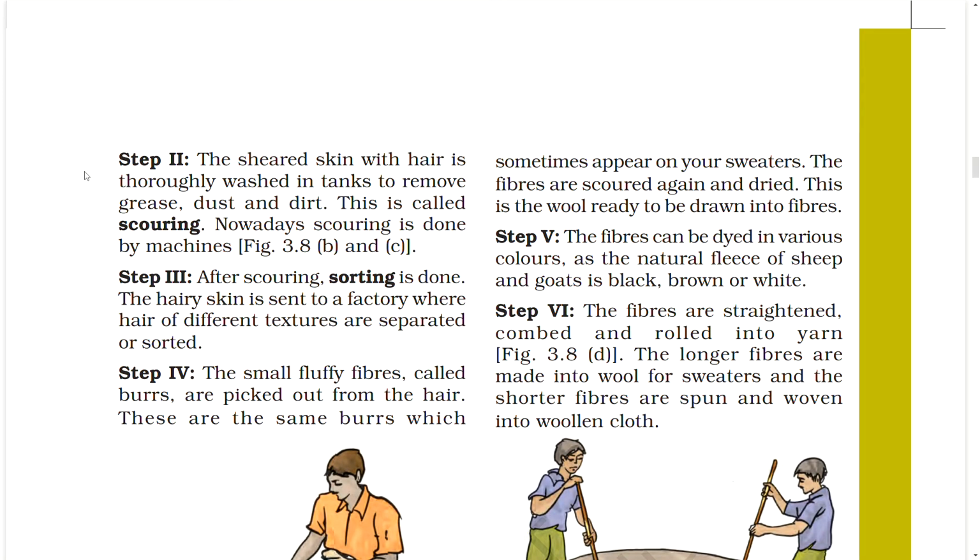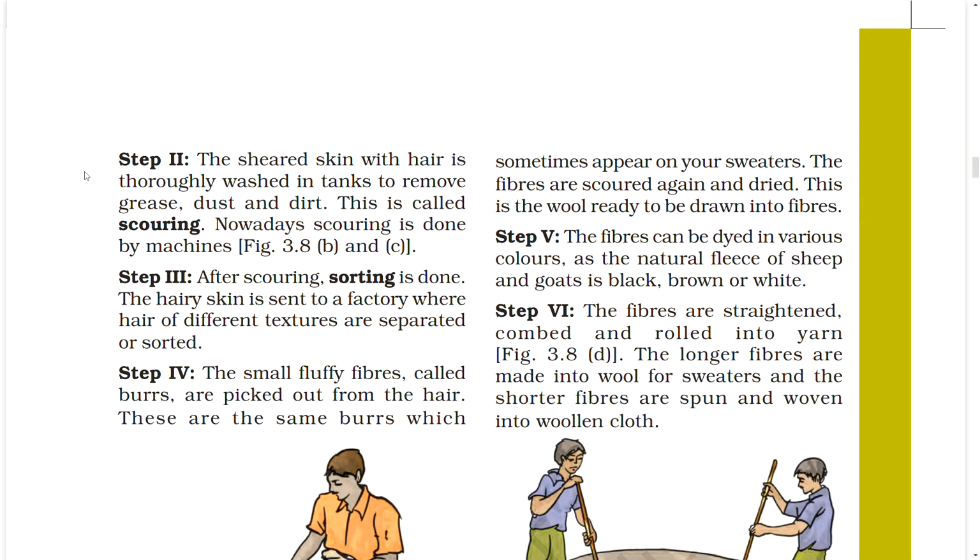Step 2. The sheared skin with hair is thoroughly washed in tanks to remove grease, dust and dirt. This is called scouring. Nowadays, scouring is done by machines, figure B and C. Step 3. After scouring, sorting is done. The hair skin is sent to a factory where hair of different textures are separated or sorted.